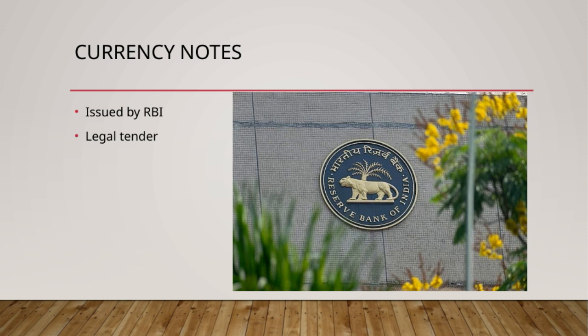These notes are recognized as legal tender, meaning they are officially accepted for the payment of goods and services. When we say legal tender, we mean that these notes must be accepted if offered in payment, and they hold the backing of the government. The currency notes issued by the RBI serve as the official medium of exchange, ensuring smooth and trustworthy transactions in our economy. So, in essence, the RBI's role is crucial in maintaining the stability and integrity of our currency system, making sure that the currency notes we carry are valid and reliable for everyday use.